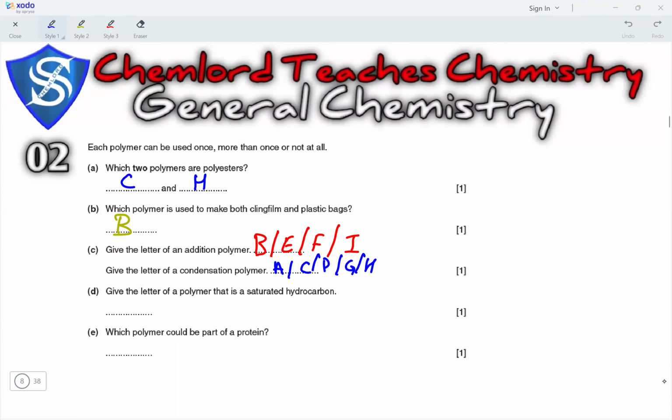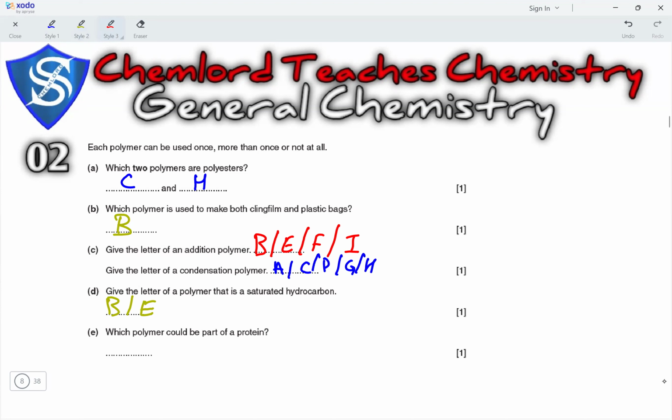Give the letter of the polymer that is a saturated hydrocarbon. So a hydrocarbon is a compound made up of carbon and hydrogen only, and the polymer that is made up of carbon and hydrogen only is either polyethylene or polypropene. So the polymer that represents polyethylene is labeled B, and that which represents polypropene is labeled E. So B and E are saturated hydrocarbons. So either of them can be the correct answer here.